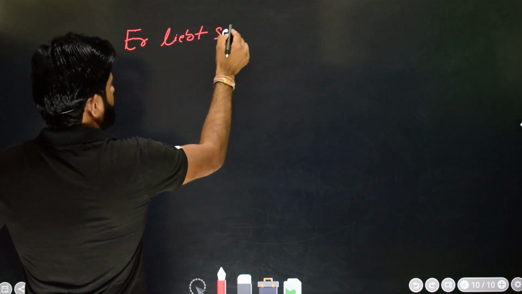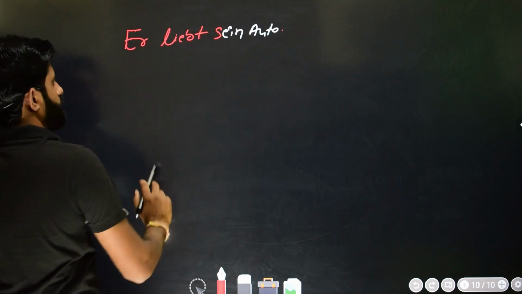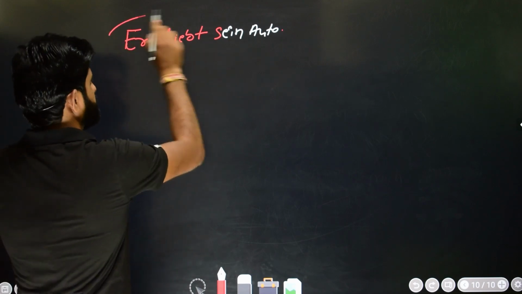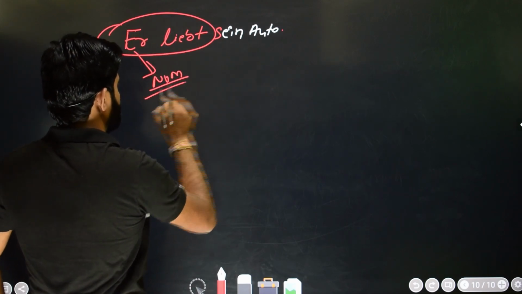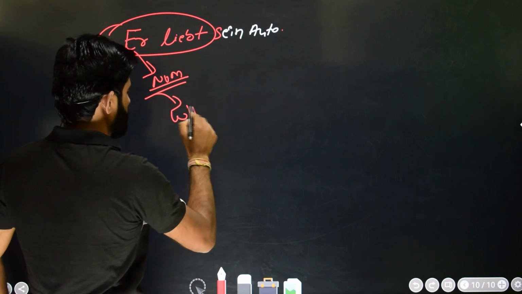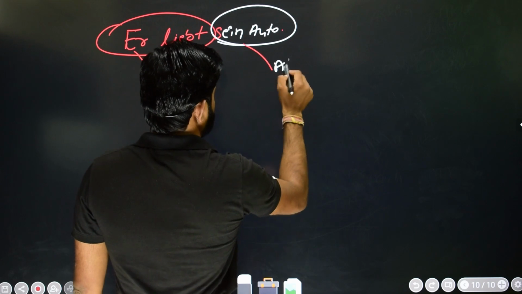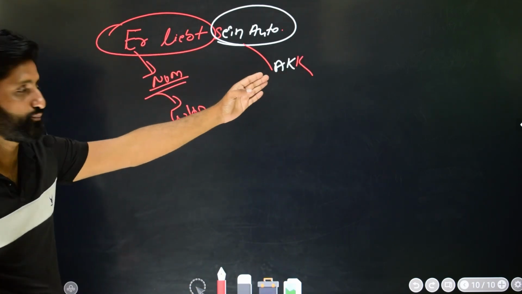Er liebt sein Auto. He loves his car. So the verb lieben is accusative. That is the reason this part of the sentence is nominative, because we have the question with who, and this part of the sentence is accusative. So this is the nominative part, this is the accusative part.